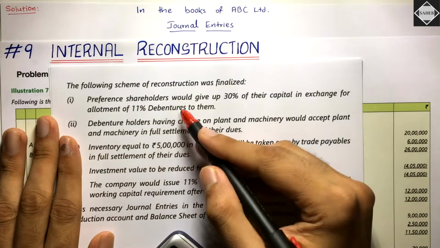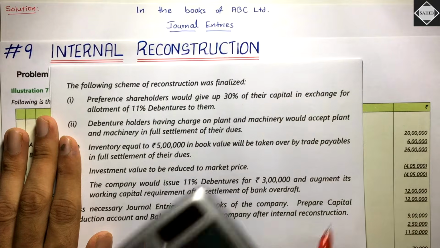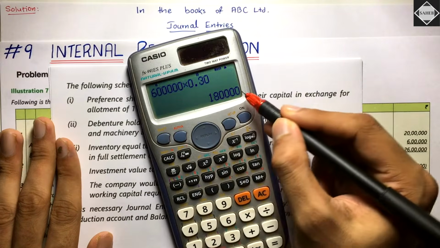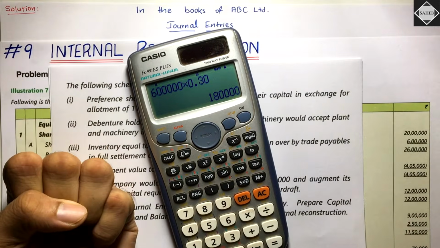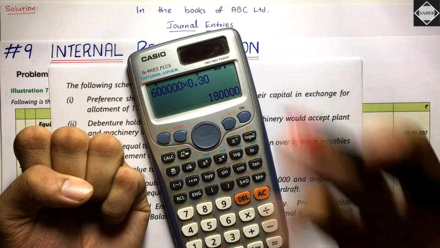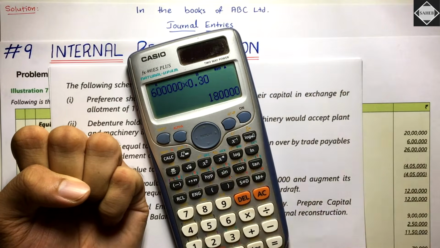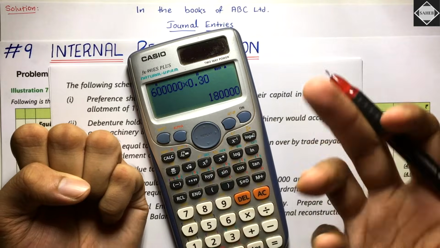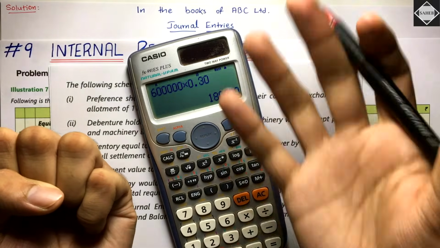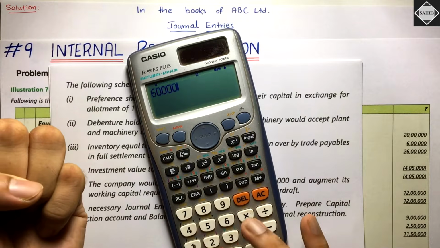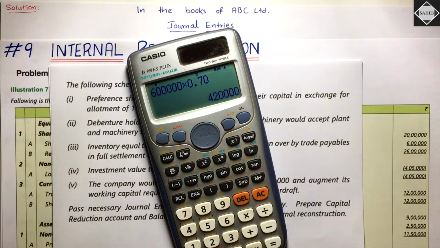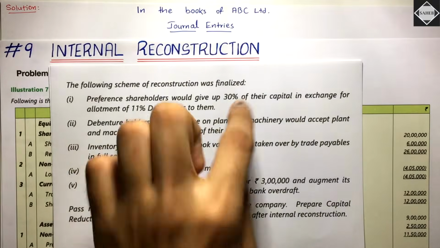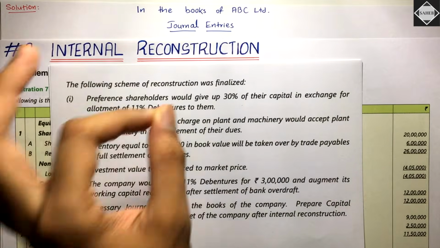Preference shareholders would give up 30% of their capital, which means 1,80,000 will go to capital reduction account because it's a gain. 6 lakh preference share capital has been cancelled. You have to debit that, and then you have to credit only 70% of 11% debentures. 6 lakh into 70%, only 4,20,000 worth of debentures you are giving in return. So what's the gain of the company? The gain is that 30% which they have given up, which they have sacrificed. Is that clear? That's the meaning of this sentence.